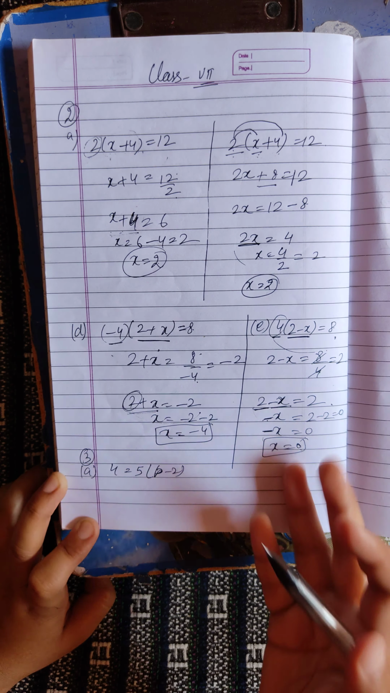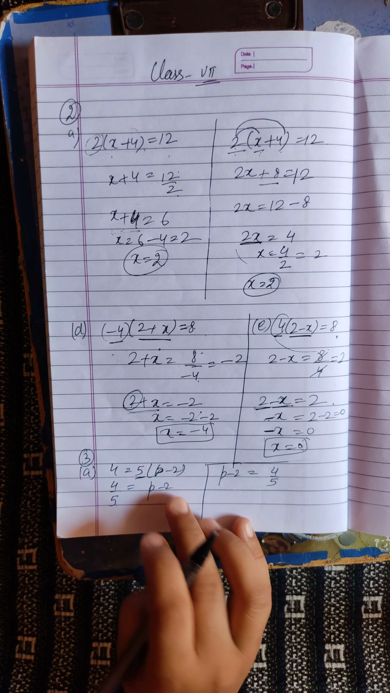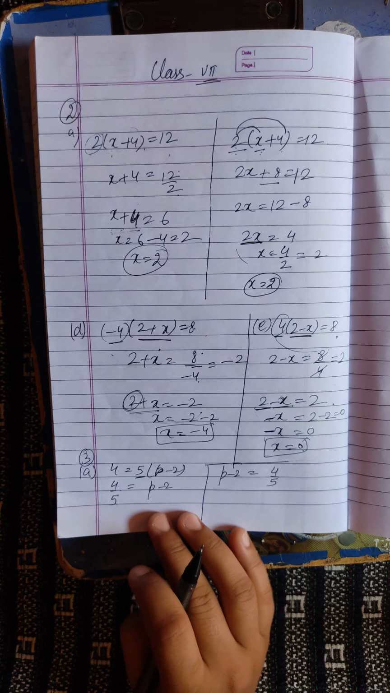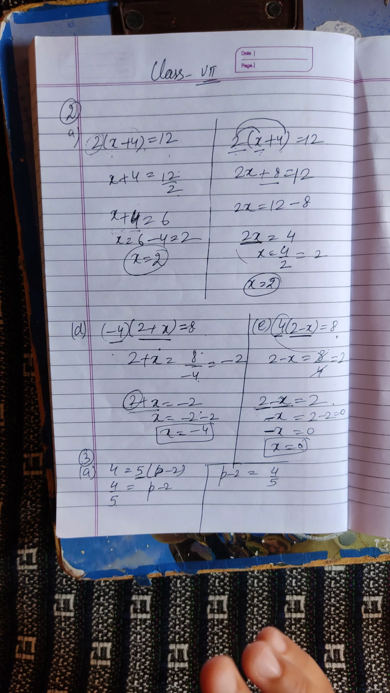Okay, we can write the left hand side to the right hand side and the right hand side to the left hand side, because in an equality we can write it in any form. Now see, p and 2, which operation is applied here? Minus. So that means after the transpose it will be changed into plus. Now you already know how to solve this.